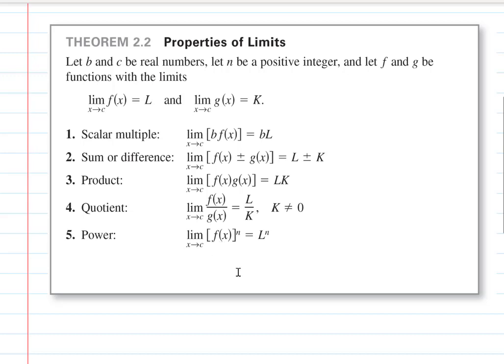Okay, so very important here. Even though these are very easy to understand, you can just read through them and see how they work. It's very important you realize that in order for these five properties to work, these two limits have to exist prior. You can't do this if you don't know that these two limits exist. So that's the only thing that's important here.